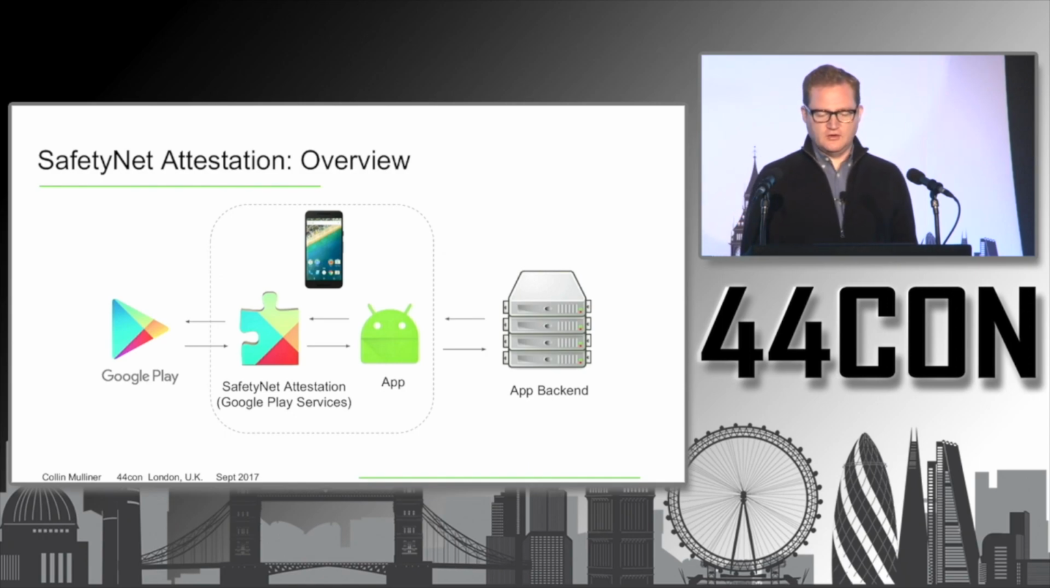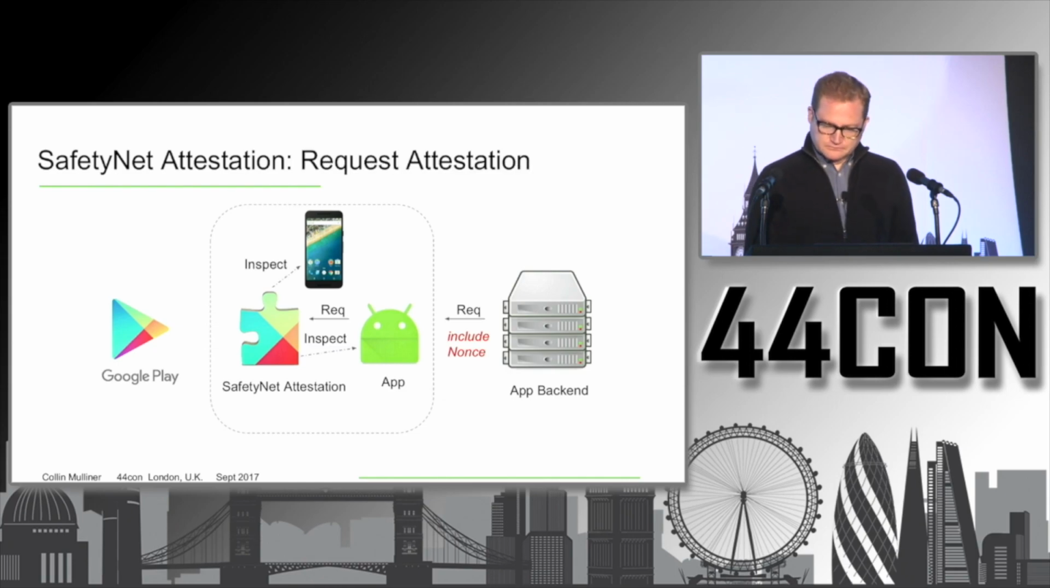So say you want to log in or do some interesting operation on your backend. Your backend will start and say, hey, can you please run this attestation for me? It's basically a request to the app to do something. The app then will call the SafetyNet Attestation API on the phone and say, hey, can you please start this attestation? And then the SafetyNet attestation code on your phone will start, inspecting your phone and the app that was calling the API.